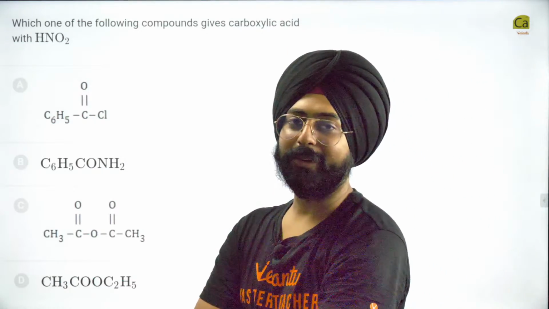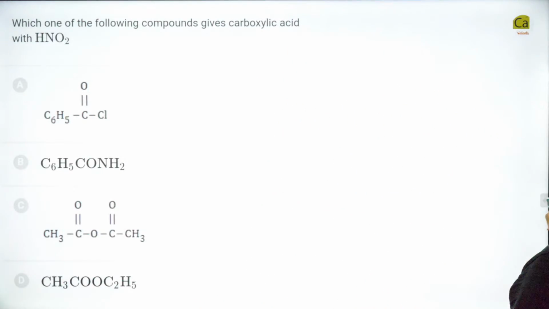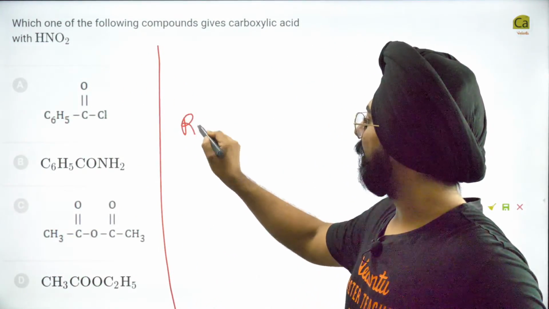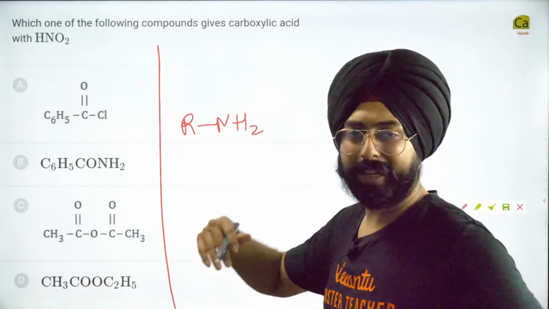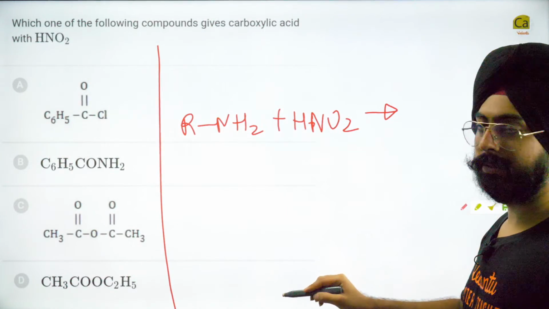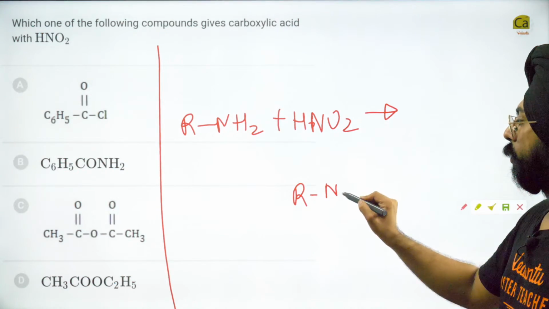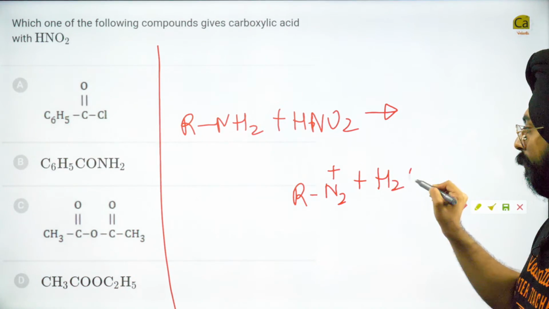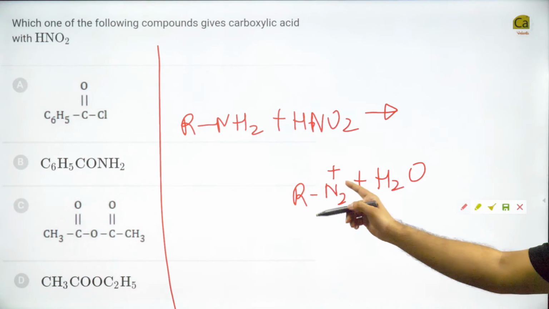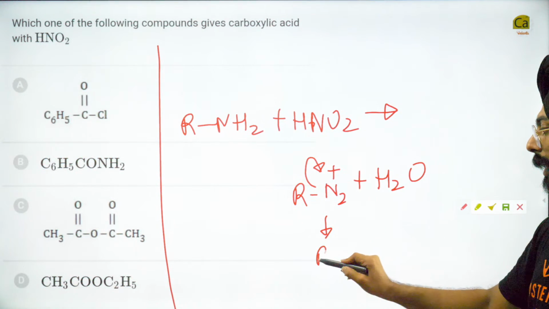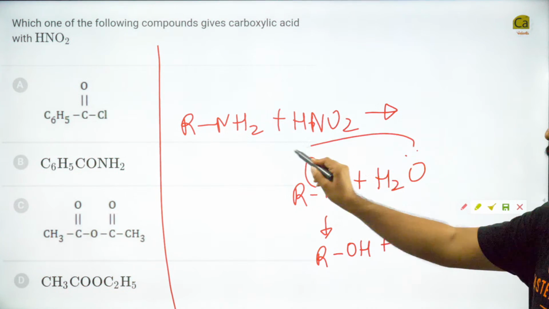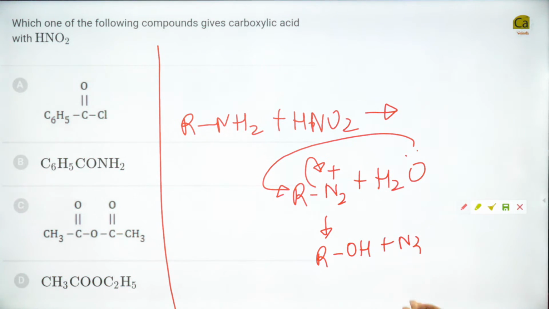Which one of the following compounds gives carboxylic acid with HNO2? My dear friends, do you remember diazotization? सीधा सीधा बताता हूँ आपको. If you have RNH2, whatever R is, when you react it with HNO2, eventually you will get RN2+ plus H2O, and then this N2+ can be replaced very easily. This N2+ can act as a very good leaving group, so this can give you ROH plus N2 as your side product. ठीक है, यहाँ पे मान लो water goes and attacks over here, N2+ is a very good leaving group, this is what happens.